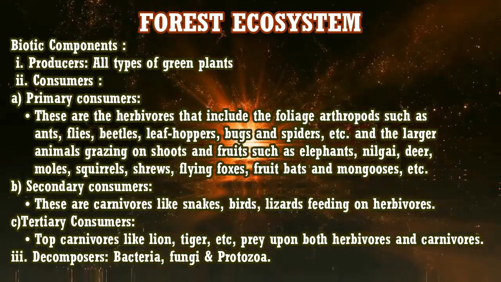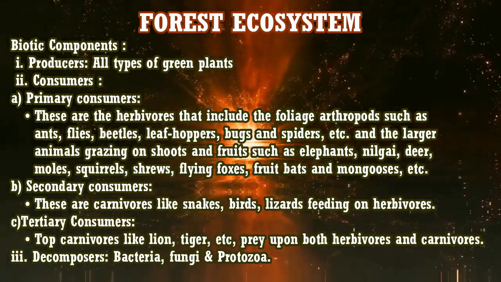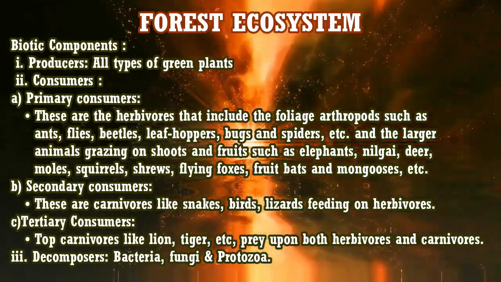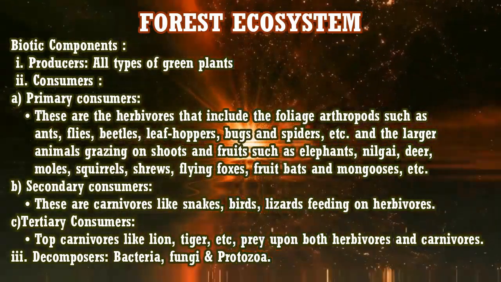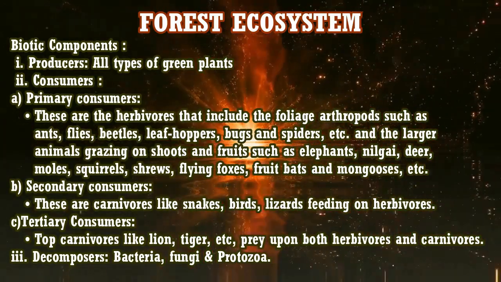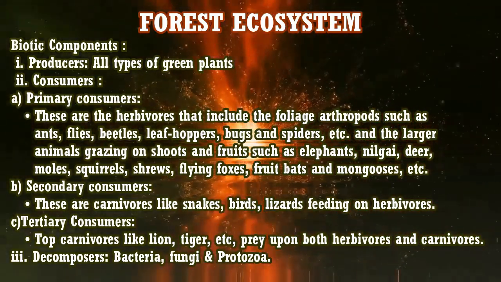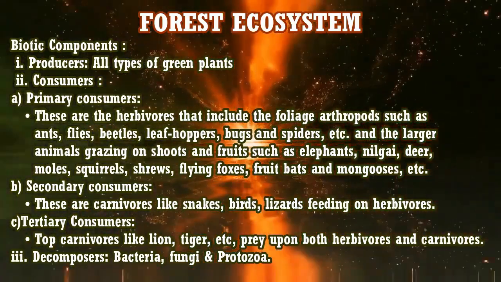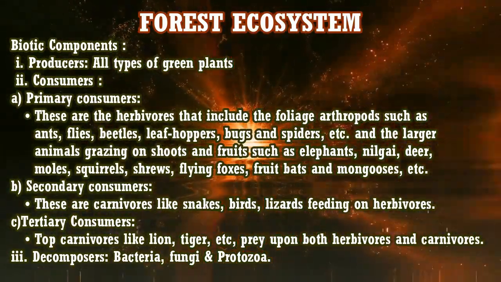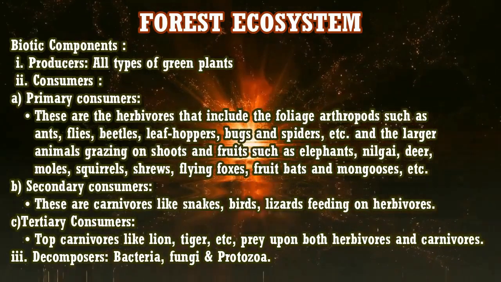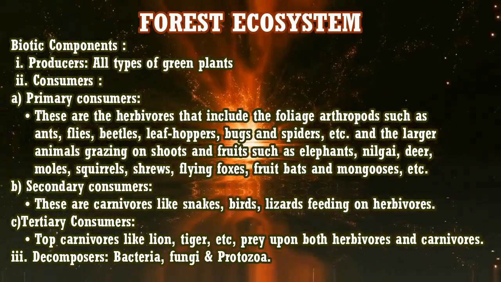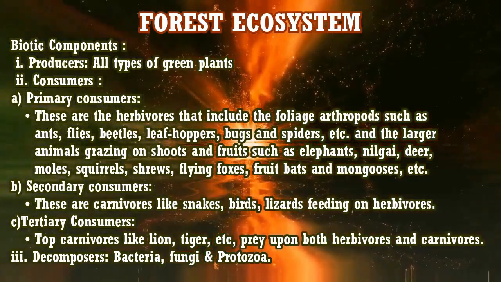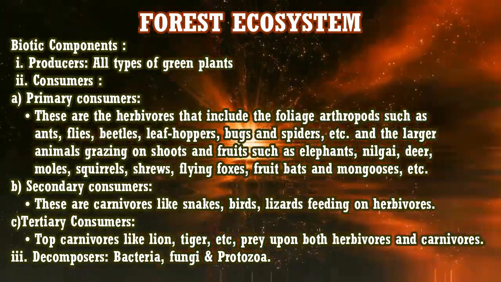So let us summarize today's lecture. In today's lecture we have seen that this was the first lecture of ecology, and the fourth lecture of this general part. We have discussed what an ecosystem is, and what the biotic and abiotic components are. After that we have seen that ecosystems are of two types, natural and artificial, depending on formation.